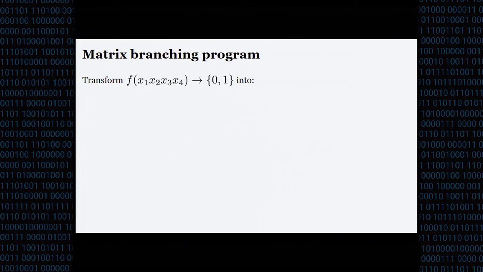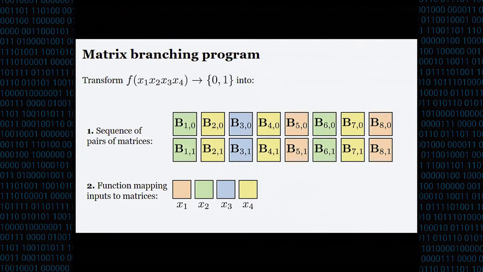Okay, so what is a matrix branching program? You can think of it as another way to specify some function f. So consider the function f that has four input bits and produces one output bit. A matrix branching program is a representation of this function as two components. The first is a sequence of pairs of matrices. So here we have eight pairs of matrices. And we also have a function that maps inputs to matrices.